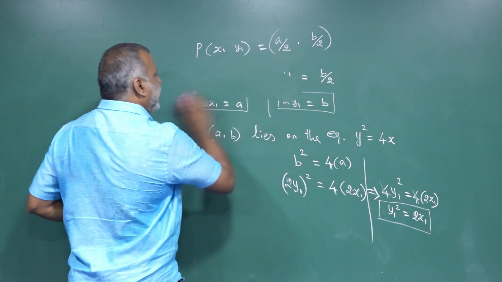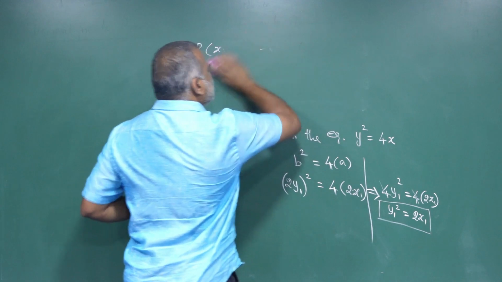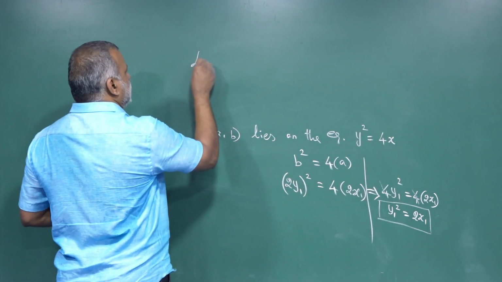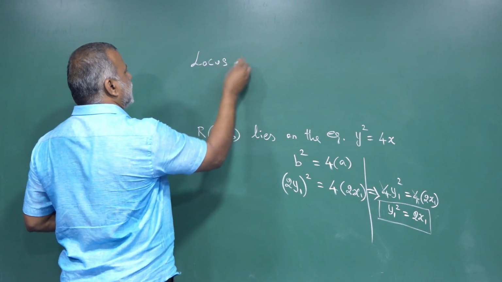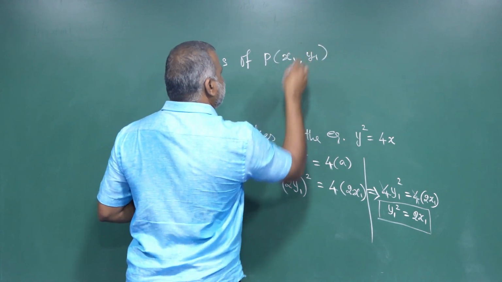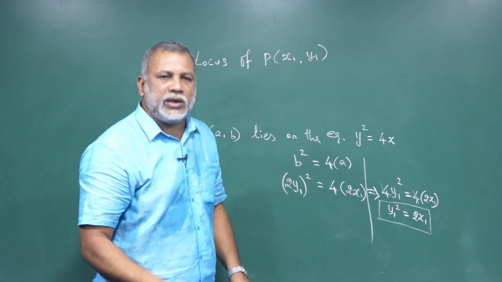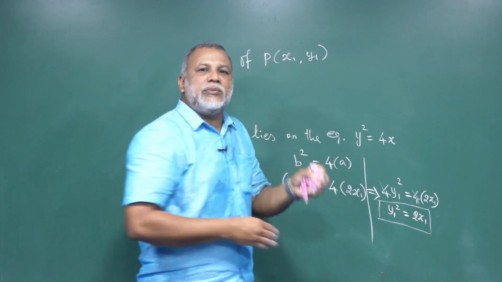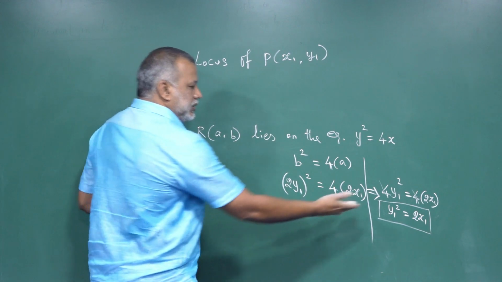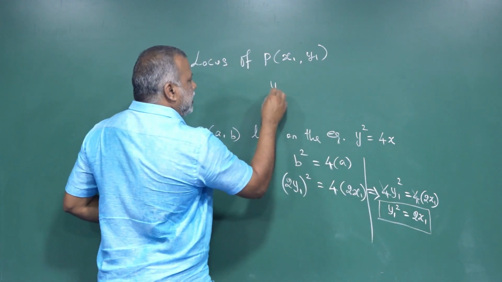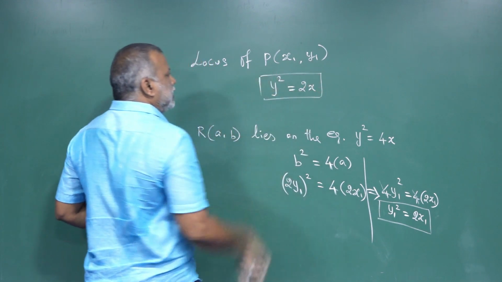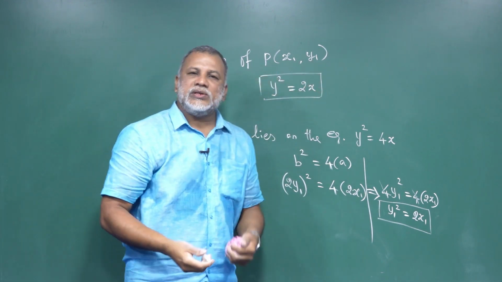Now we need to find the locus. So the locus of P(x1, y1), we already discussed many times. Initially x1 comma y1 is a fixed point, and I want it to move. The locus means the path traced by a moving point. Therefore this x1 comma y1 is replaced by x comma y, so y squared is equal to 2x. This is the required equation of the locus.